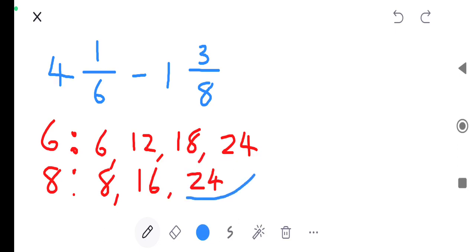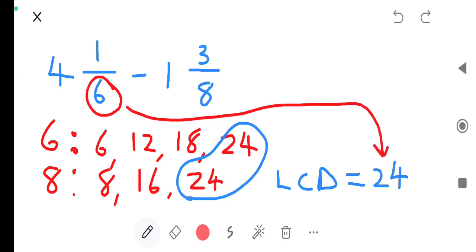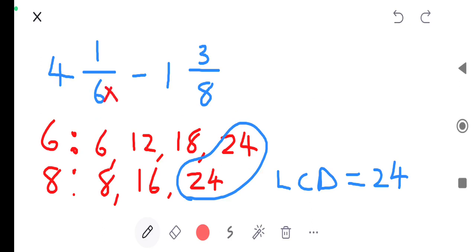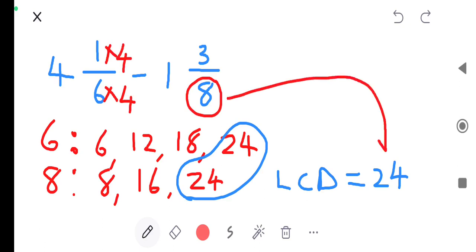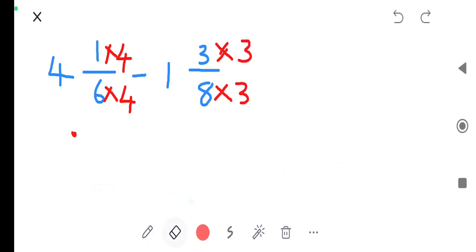So the LCD becomes what? This 24 that I circled. Alright? Then you ask yourself, what will you do to 6 so that it will become this 24? 6 times what number will give 24? Is it not times 4? Good. It means you do times 4 here, go to the top and also do times 4. Then you move on to the second denominator, which is 8. 8 times what number will give 24? Is it not times 3? So you come here, you write times 3, then you go to the top and do the same thing, which is times 3. Okay? So let me take this off so that we can continue with the calculation.